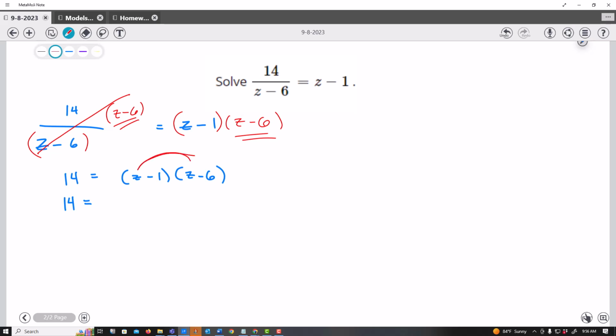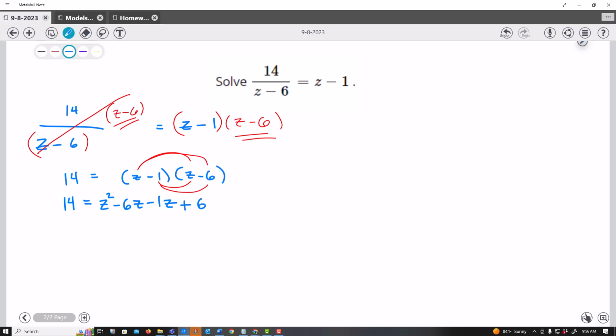So I'm going to do that. So z times z is z squared. I tried to write that a little slower. And then z times negative 6 would be negative 6z. And then negative 1 times z would be negative 1z. And negative 1 times negative 6 would be a positive 6.